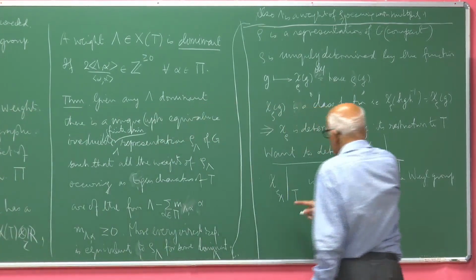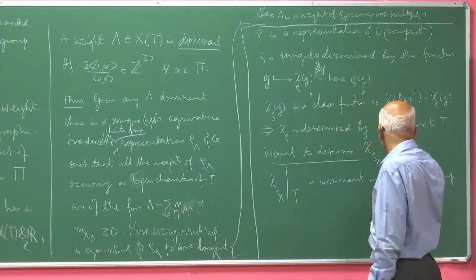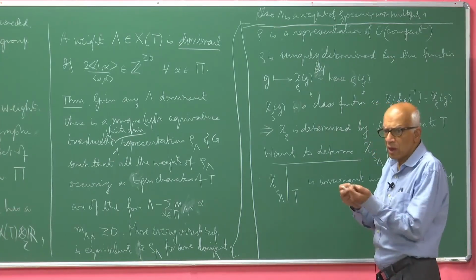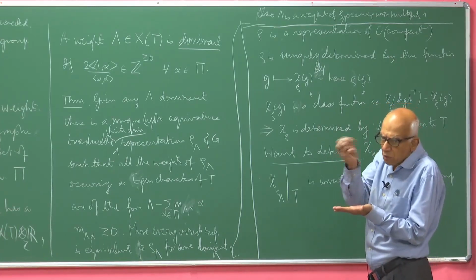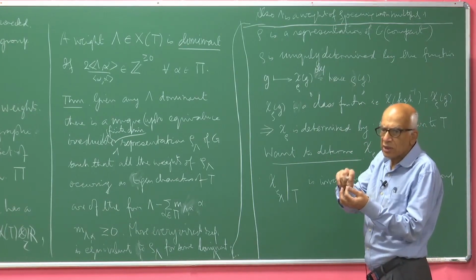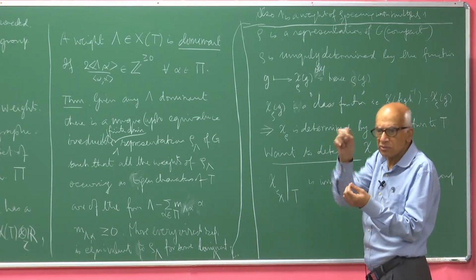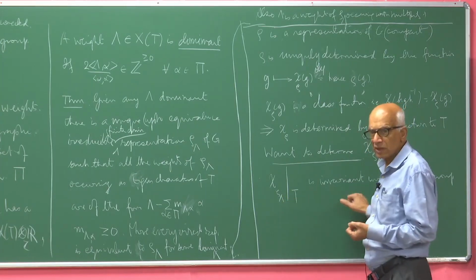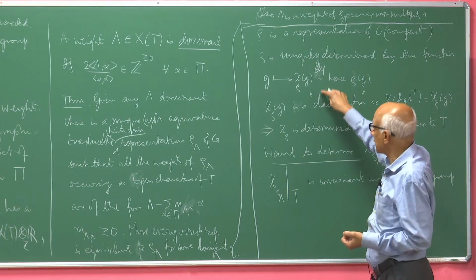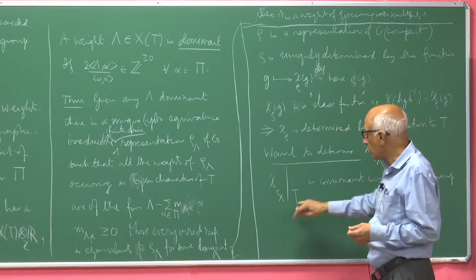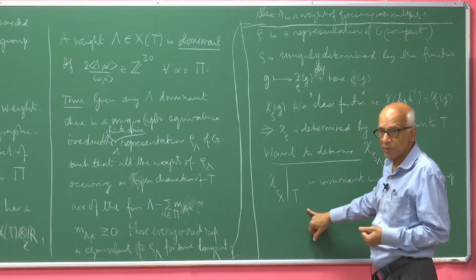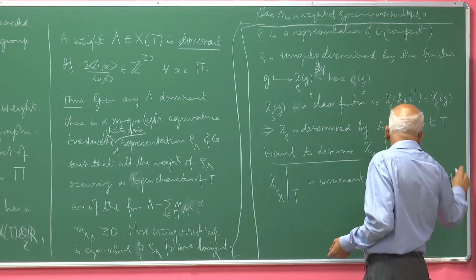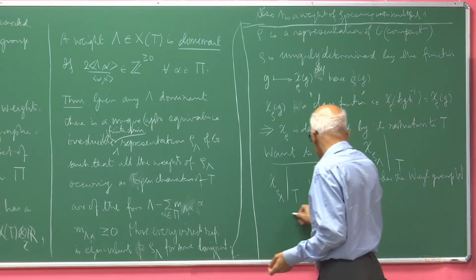Chi rho lambda restricted to T is invariant under the Weyl group, because Weyl group elements, how do they operate? They are coming from the normalizer of T. Among the inner conjugations, there is also inner conjugation by elements of the normalizer of T, and therefore, when you have a class function and restrict it to the torus, it has to be invariant under the Weyl group W.